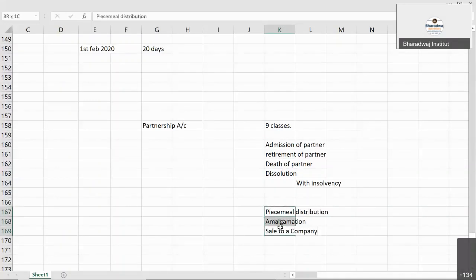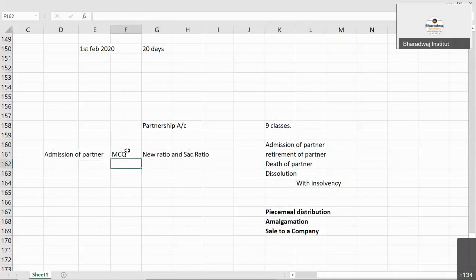If you look at the online examination, the last 3 cannot be tested. Admission, retirement, death, and dissolution with insolvency can be tested. If it is an MCQ based on admission of a partner, they will ask you calculation of new ratio and sacrificing ratio. That is a very famous question in the past also. Definitely you will get one question based on it.